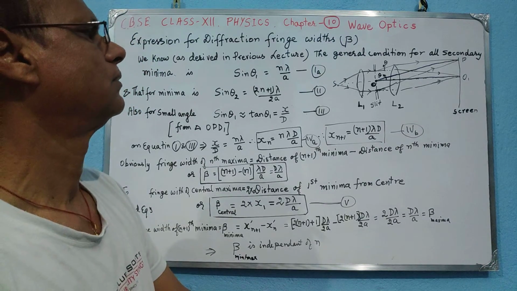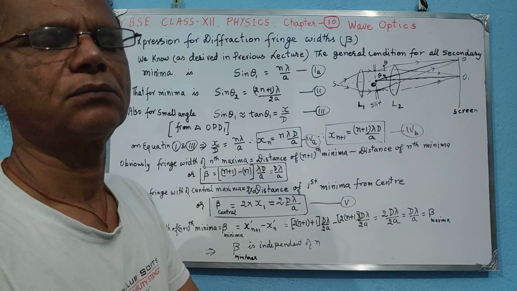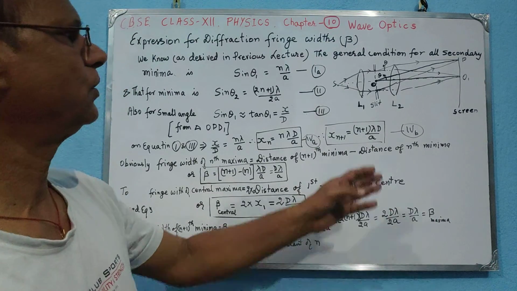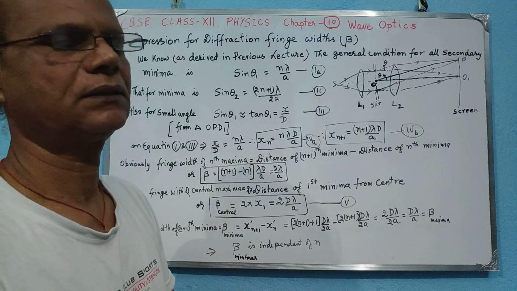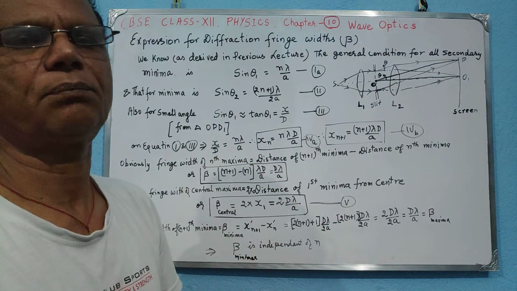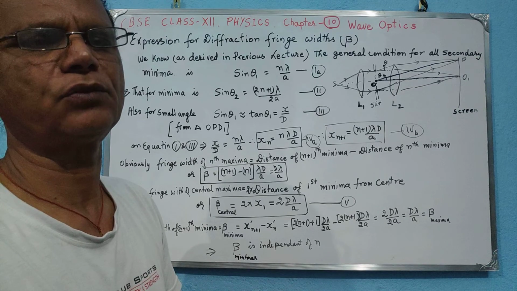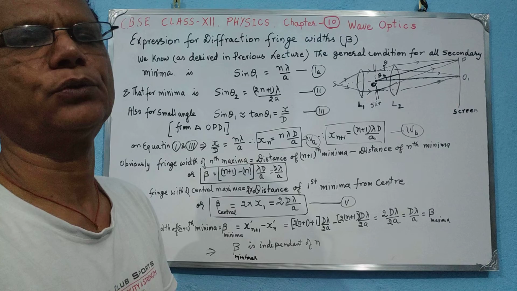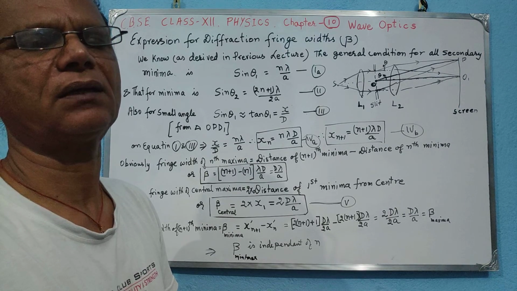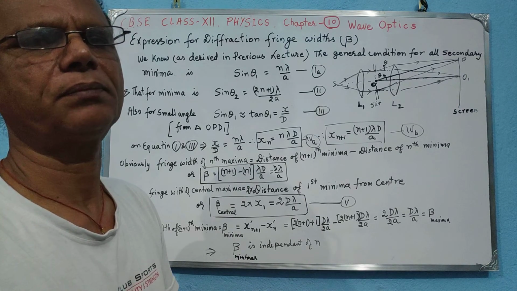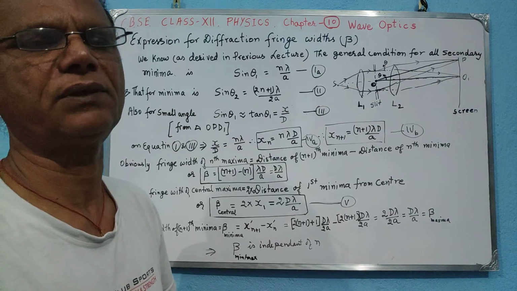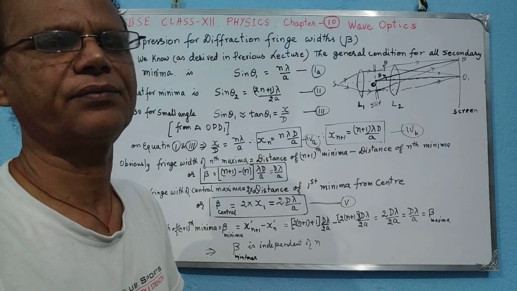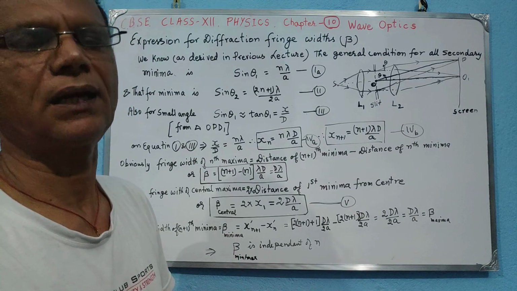Similarly, we dealt with the secondary minima, and we divided the whole wavefront into even equal parts, and each part was producing a path difference of lambda by 2, and therefore each pair of such parts of the wavefront reaching point P cancel each other, and therefore brightness was nearly zero.